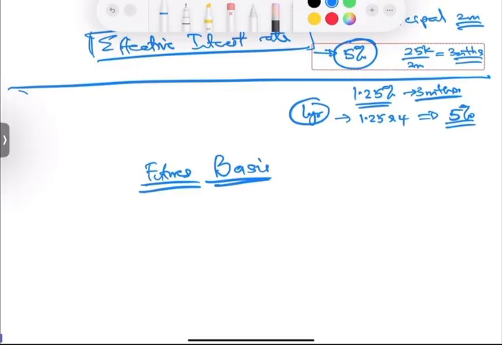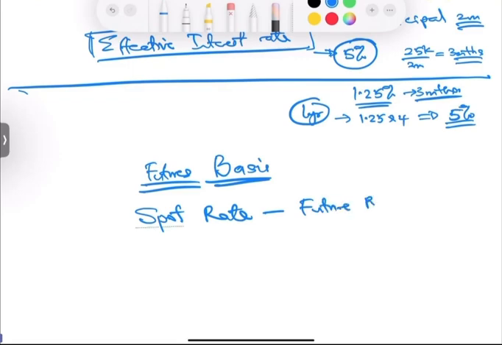I think it was the spot minus the futures price. So it's the same thing here: spot rate minus the futures price. So you always use that as well.